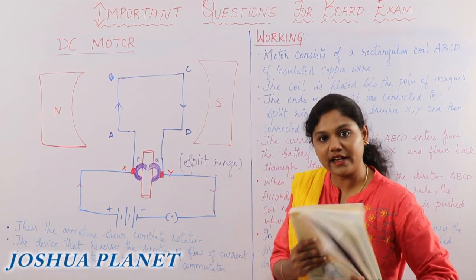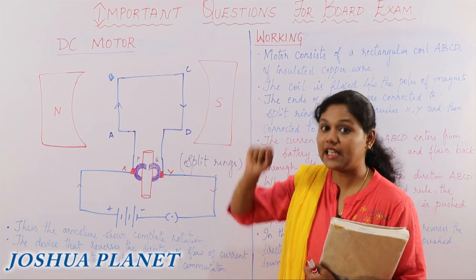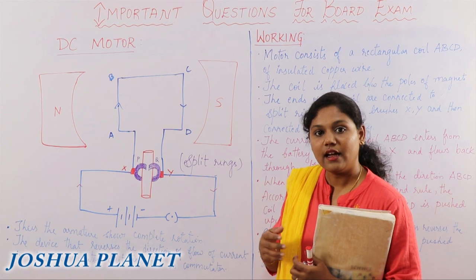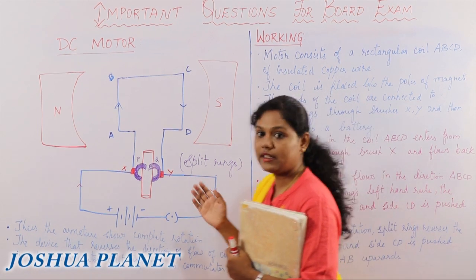If you use split rings, you are getting direct current. If you are using slip rings, then you are getting alternate current. This is the working of DC motor.